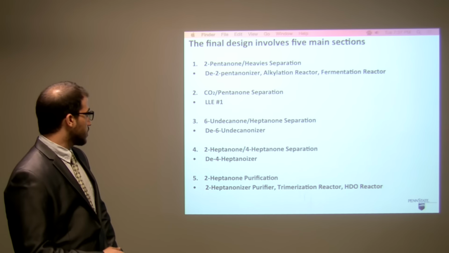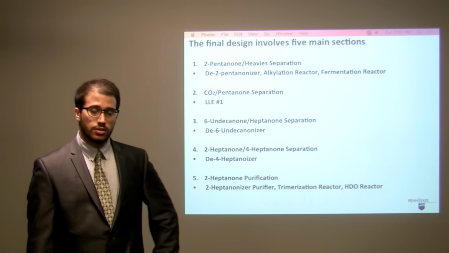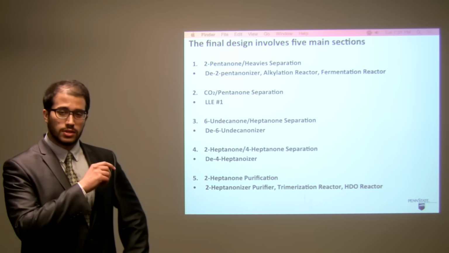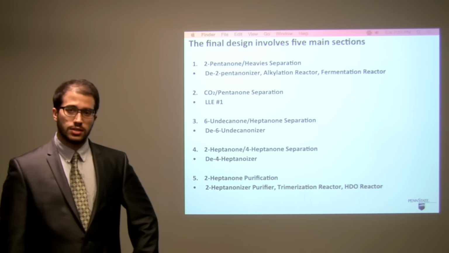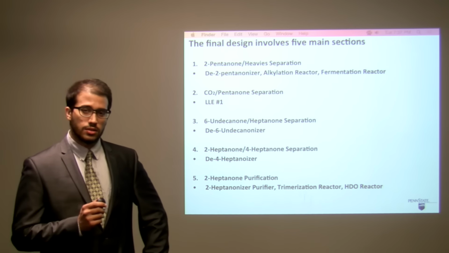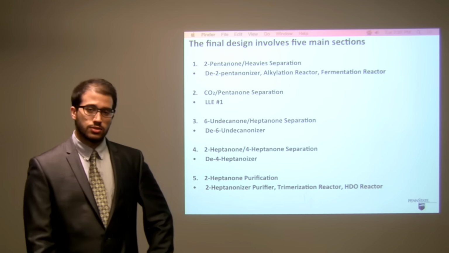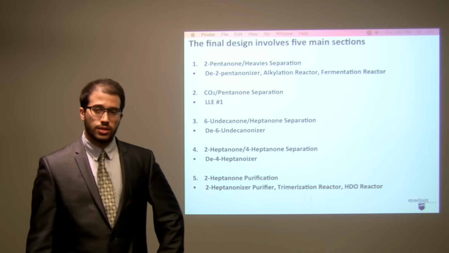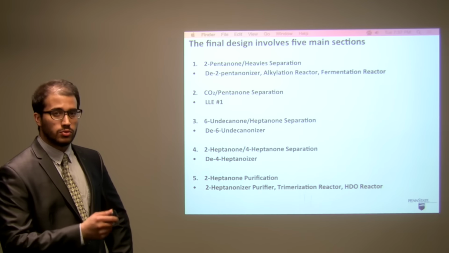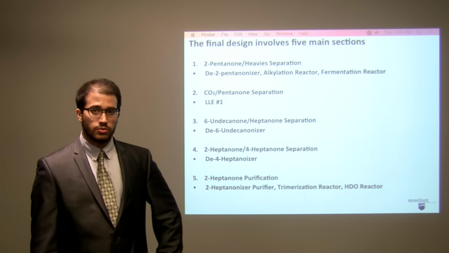Then the second section is a CO2 pentanone separation that will take the overhead product stream from the D2 pentanonizer tower and utilize a liquid extraction drum to remove CO2 from pentanone, and then after that the pentanone will continue on to the trimerization reactor.